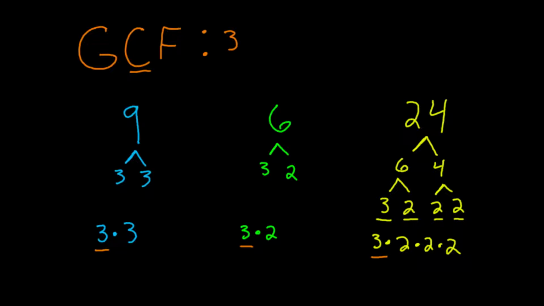And what I like to do, I like to just cross them out, just so it's one less thing to worry about, one less thing to think about. Do they have anything else in common between all three of them? And the answer is no. As you can see, for the 9, we have a 3 left. For the 6, we have a 2 left. They don't have anything in common, regardless of what's going on over here. So if all the numbers in question, the 9, the 6, and the 24, don't have anything left in common, then we must say that 3 is the greatest common factor.